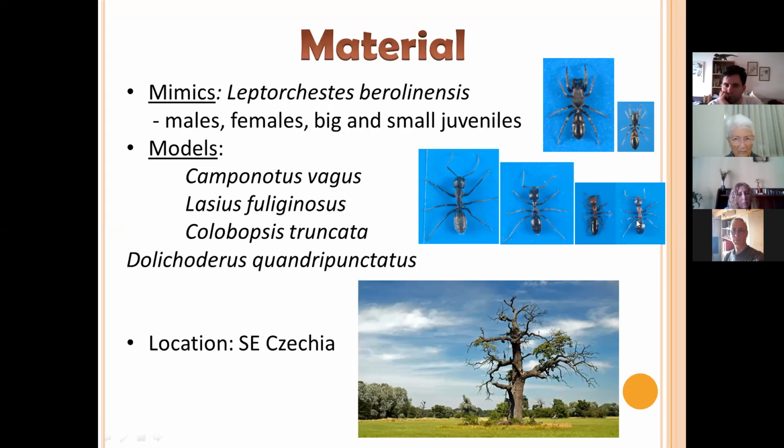I forgot to say that the adult body size in Leptorchestes is between 6 to 8 millimeters, and the small juveniles are about 3 to 4 millimeters.